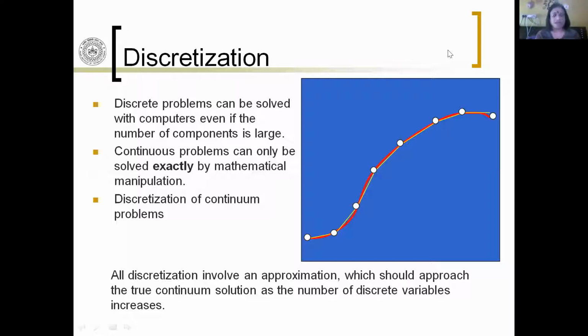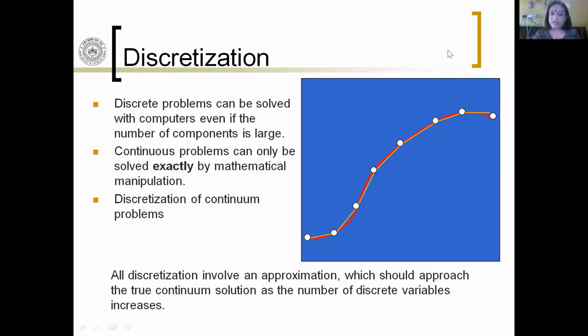I'm not afraid of large numbers, but I am afraid of continuous spaces. I need my system to be discretized. So discrete problems can be solved with computers even if the number of components is large, whereas continuous problems can only be solved exactly by mathematical manipulation.